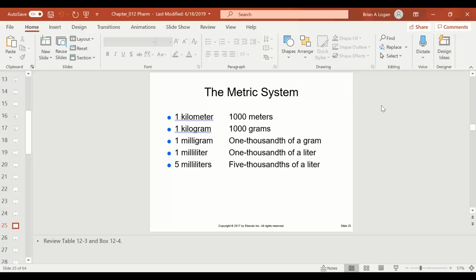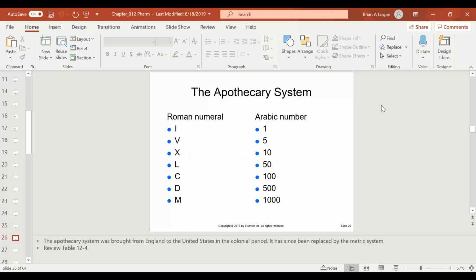More metric system. Your apothecary stuff, right? You've got Roman numerals. I is 1, V 5, X 10. See how it kind of matches up here? So M is 1,000, D 500, C.